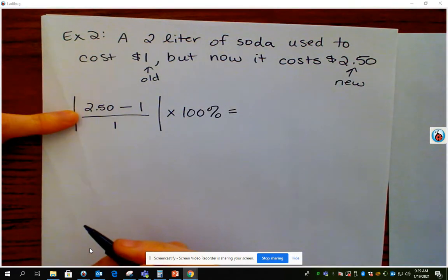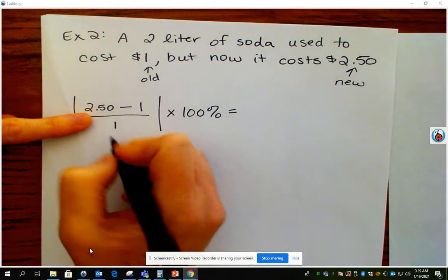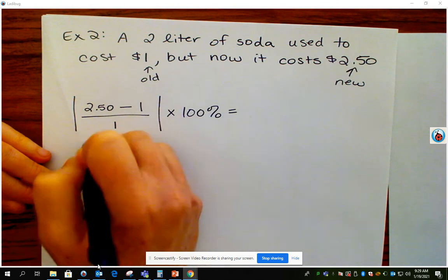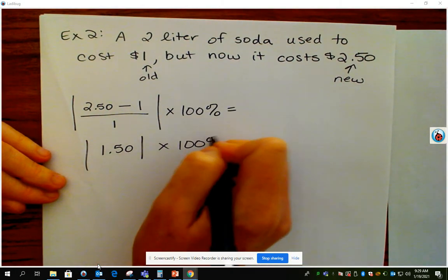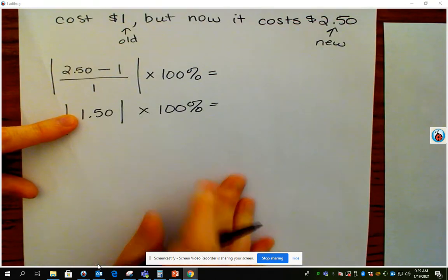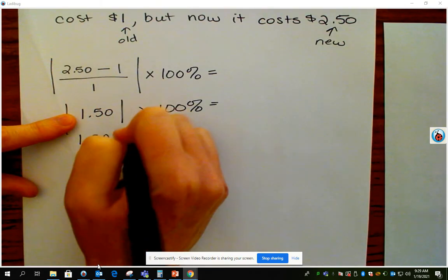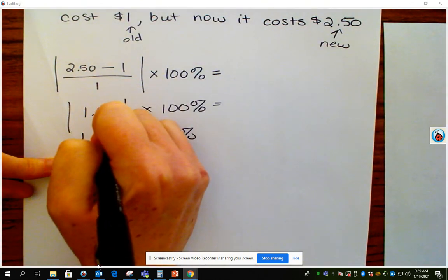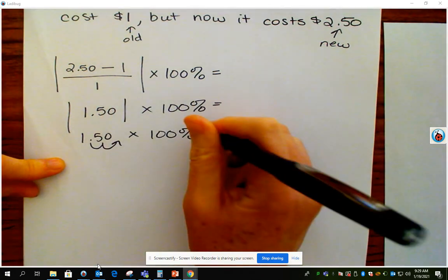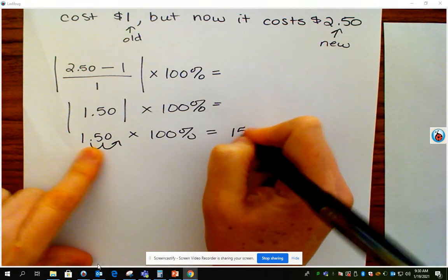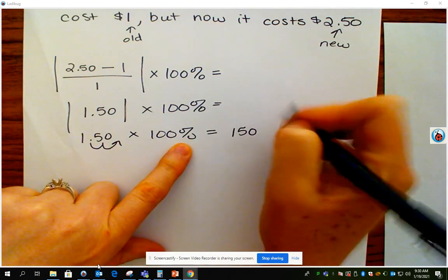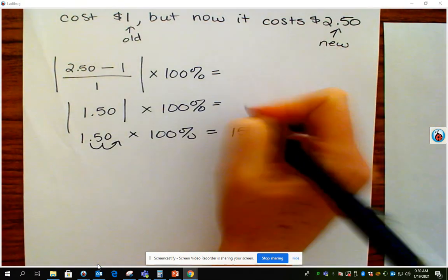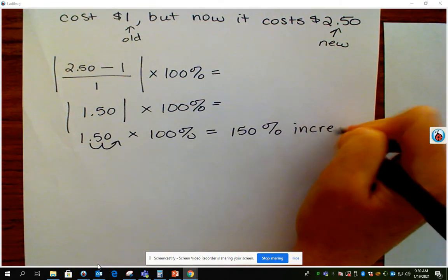Okay, let's see what that equals. So 2.50 minus 1 will be 1.50, divided by 1 is still 1.50. Okay, absolute value times 100%. It's going to be positive 1.50 because it's inside absolute value bars. So then we got rid of our absolute value bars. Remember, we multiply by 100, we move our decimal 2 places to the right. So it's 150% because I moved my decimal. And then because it used to be cheaper and it got more expensive, that's a percent increase.